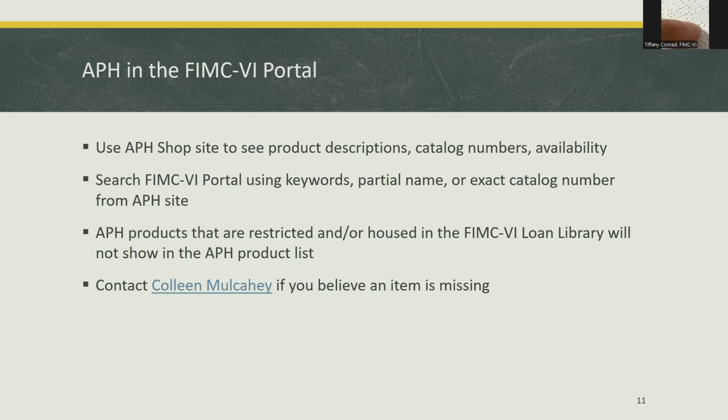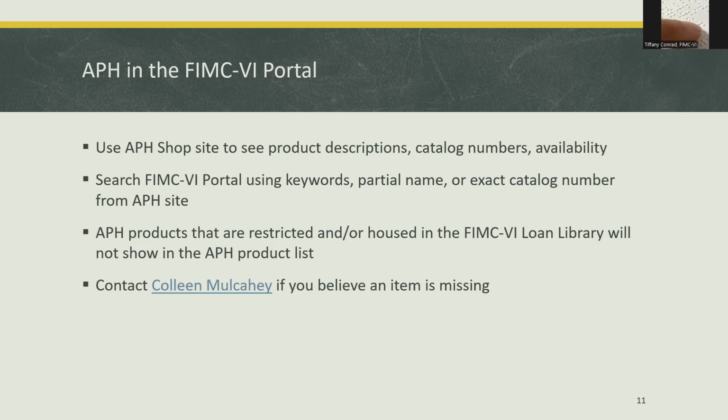So when you're searching for APH products in the portal, you have the option of searching by keyword, partial name, or the exact catalog number that you find on the APH shop site. So it should match exactly if that's what you're using with the dashes where they're located. It's best to use as little information as you can here in your search to make sure that it's not missing things because it's not an exact match.